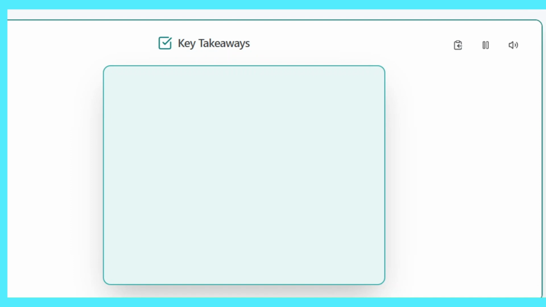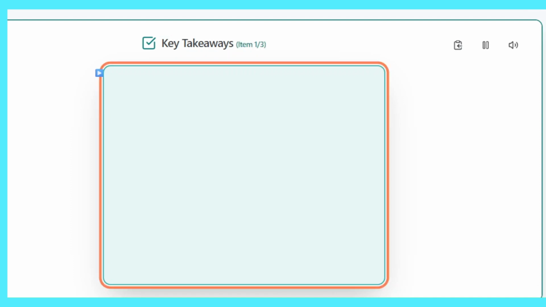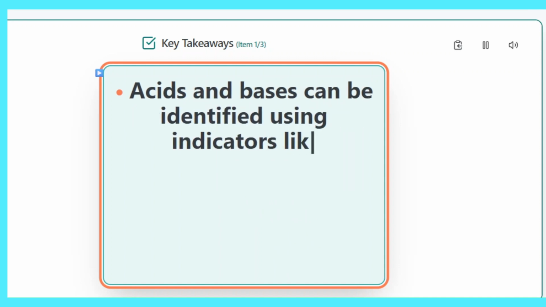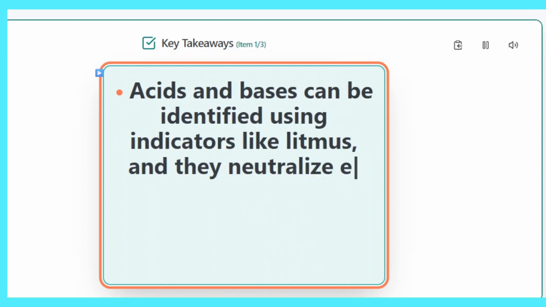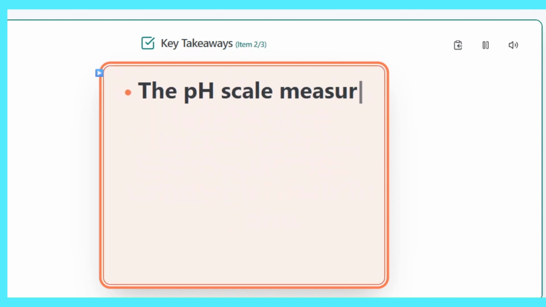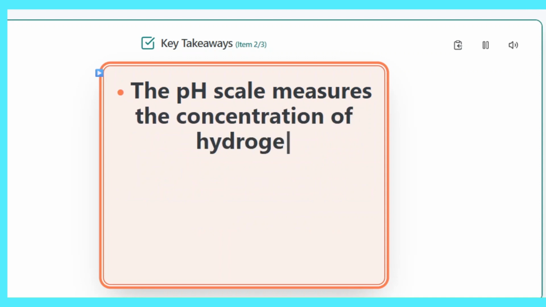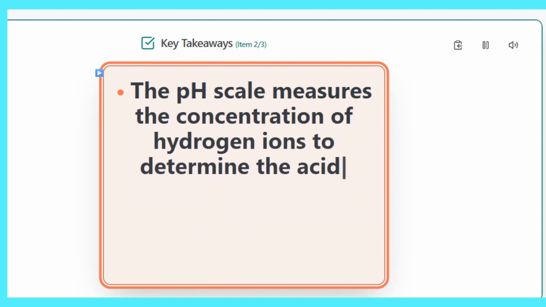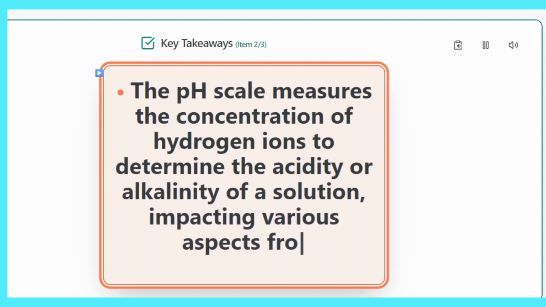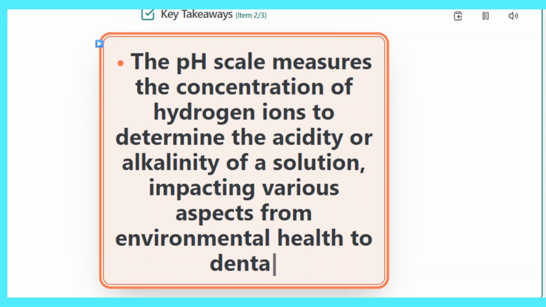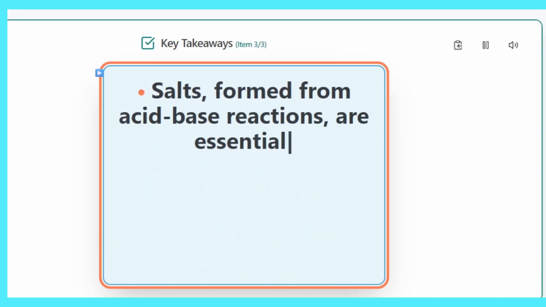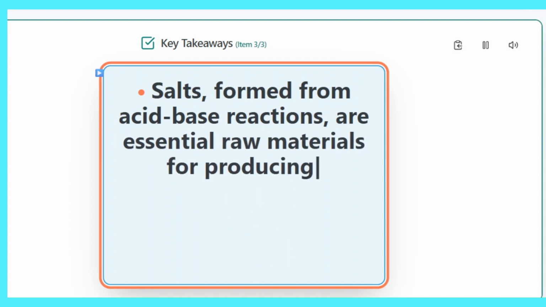Now starting, key takeaways. Acids and bases can be identified using indicators like litmus, and they neutralize each other to form salts and water. The pH scale measures the concentration of hydrogen ions to determine the acidity or alkalinity of a solution, impacting various aspects from environmental health to dental care. Salts, formed from acid-base reactions, are essential raw materials for producing other useful chemicals.